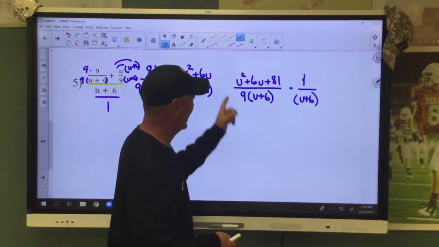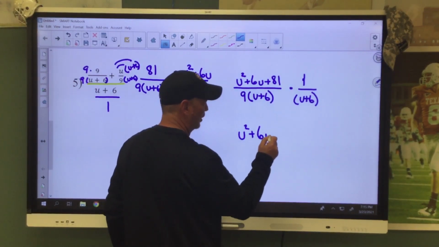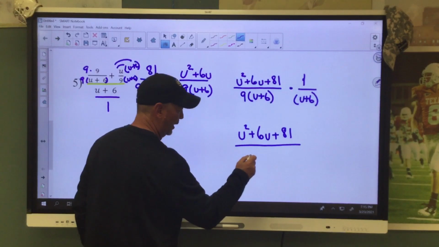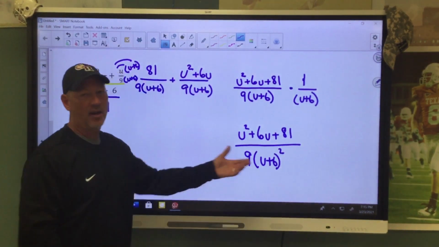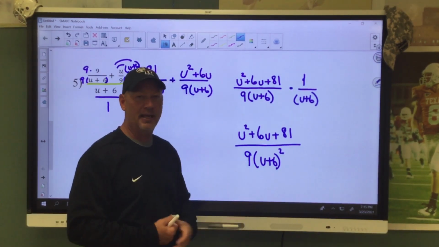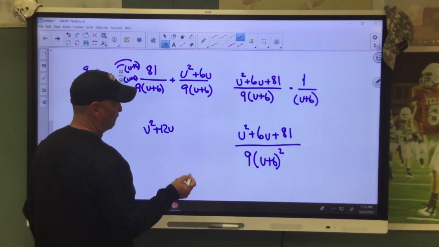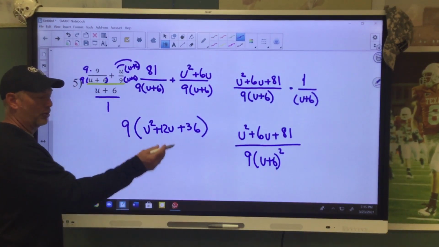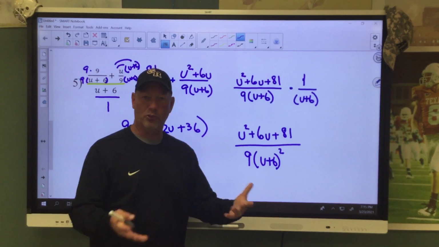So I'm going to end up multiplying, and what I'm going to end up with in the numerator is u squared plus 6u plus 81 over, in the denominator, 9 times u plus 6 squared. Now that all depends on how your teacher wants you to write your answer. Your teacher may ask you to go ahead and FOIL and then distribute that out to where you could end up with, say, maybe u squared plus 12u plus 36, and then your teacher may ask you to distribute the 9 throughout the problem. I'm okay with this. It all depends on what your teacher will ask you to do. Okay? All right, let's try another problem.